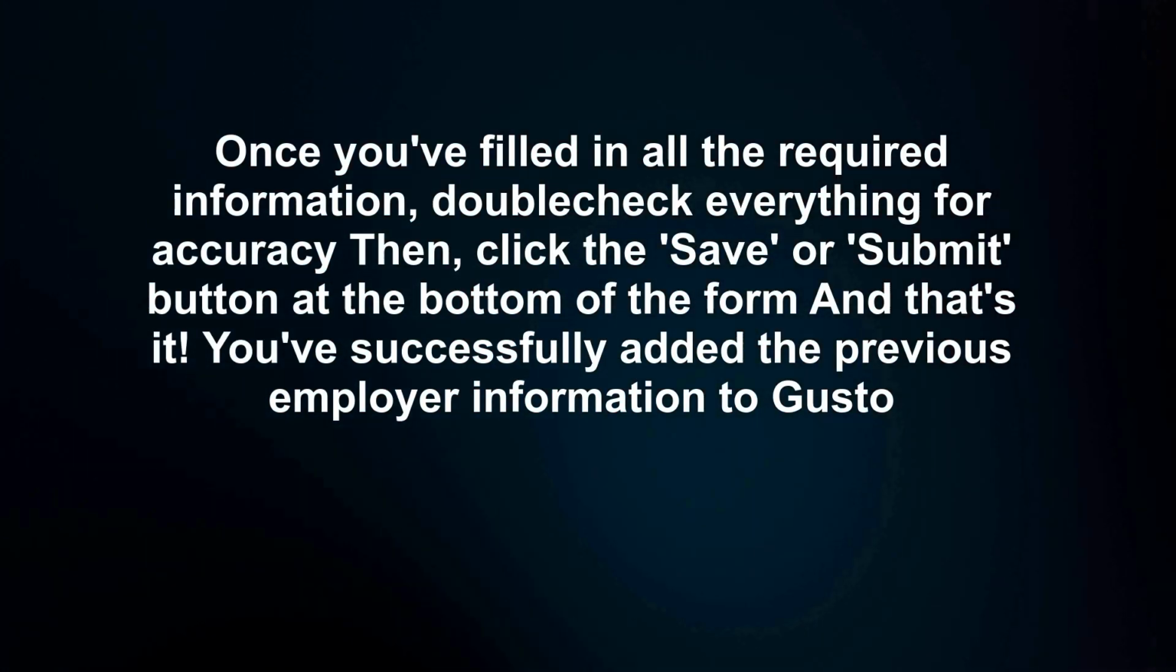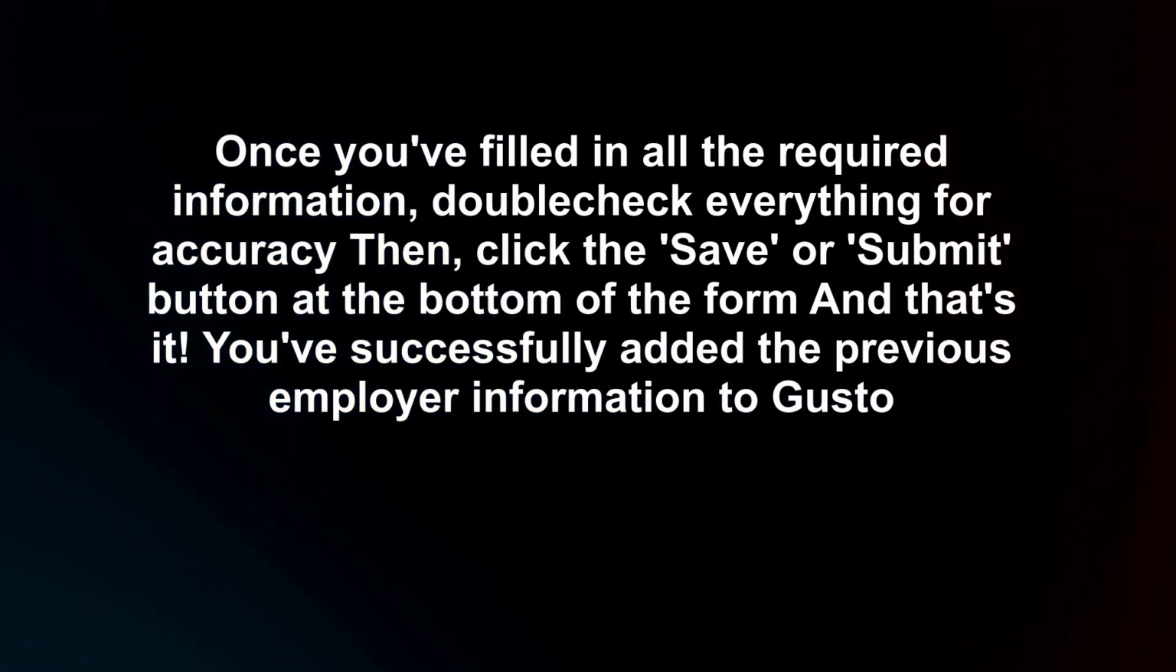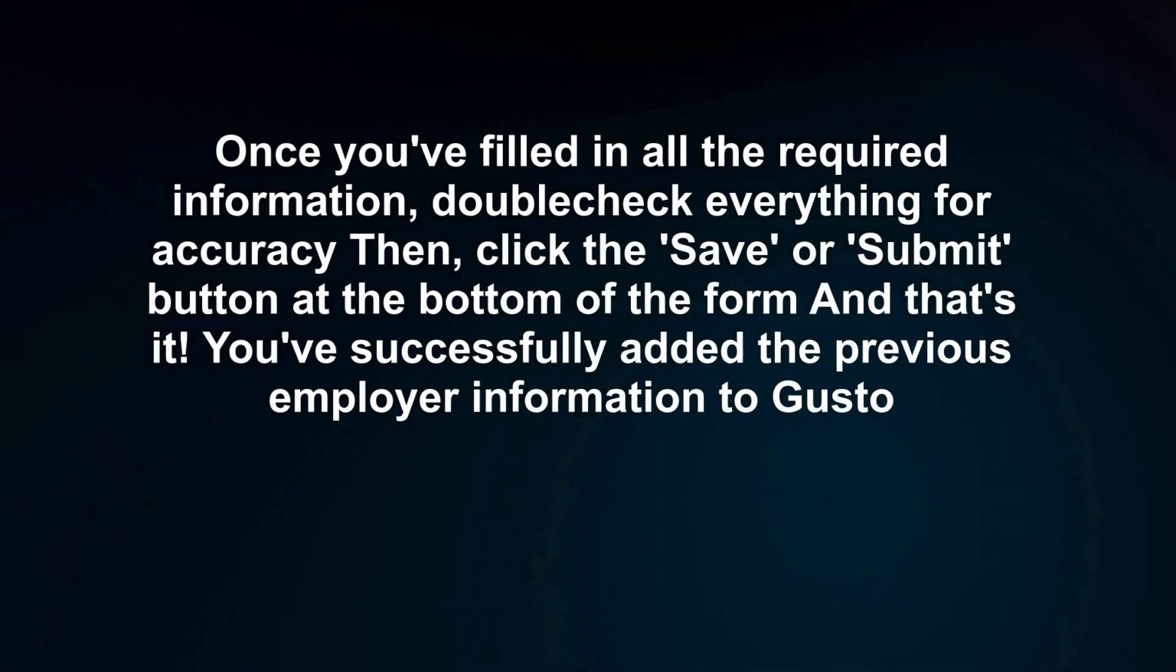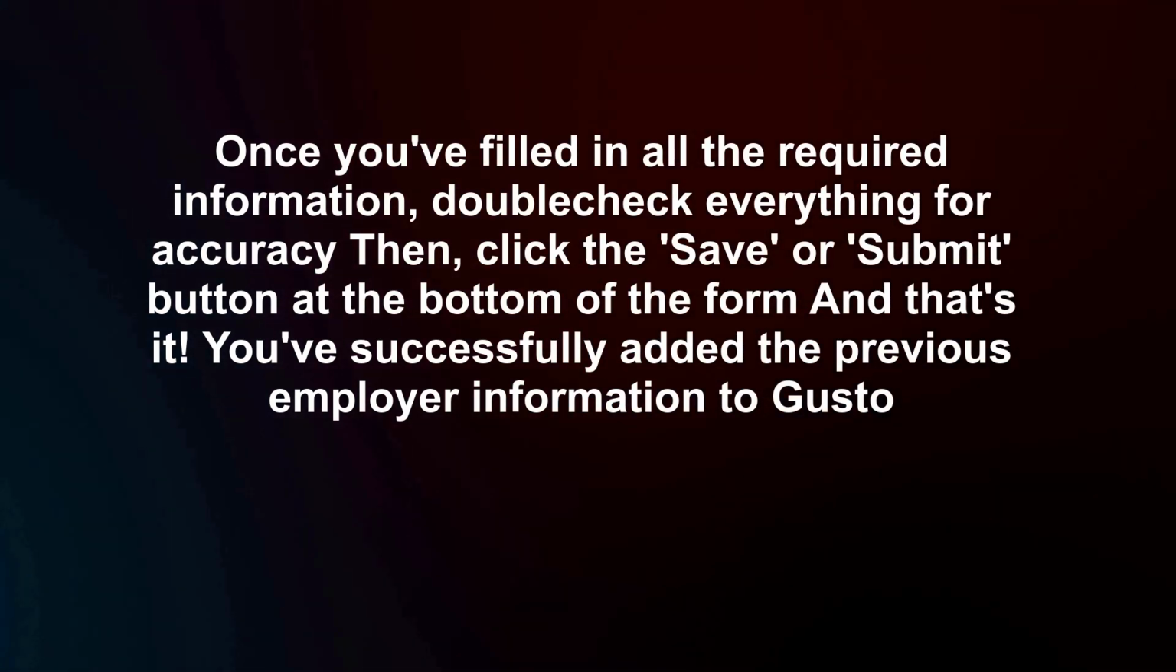Once you've filled in all the required information, double-check everything for accuracy. Then, click the Save or Submit button at the bottom of the form, and that's it. You've successfully added the previous employer information to Gusto.